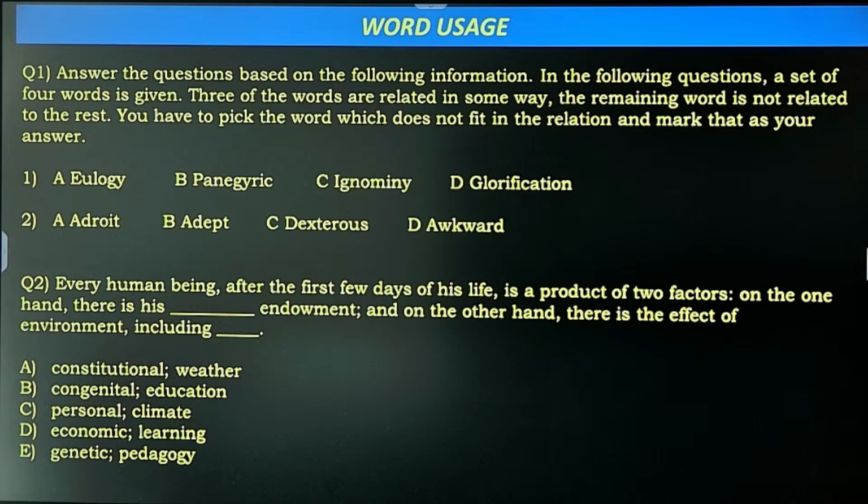I am assuming that you guys are doing these questions. Shall we discuss? Okay, let's discuss this, right?